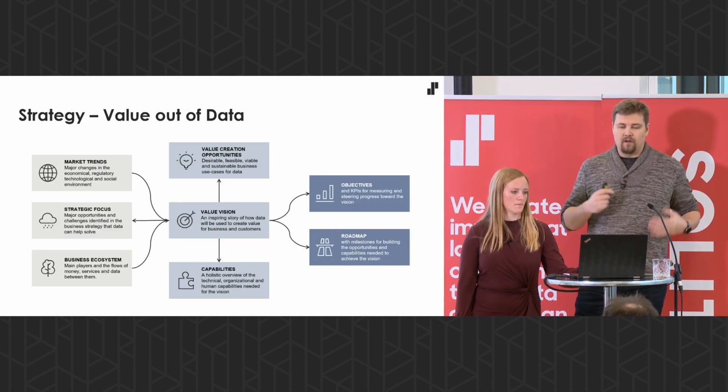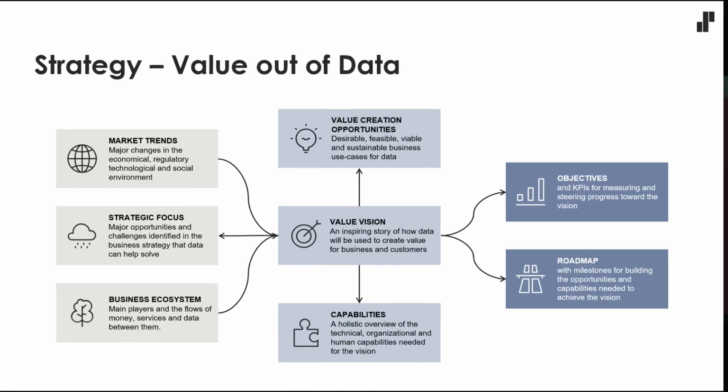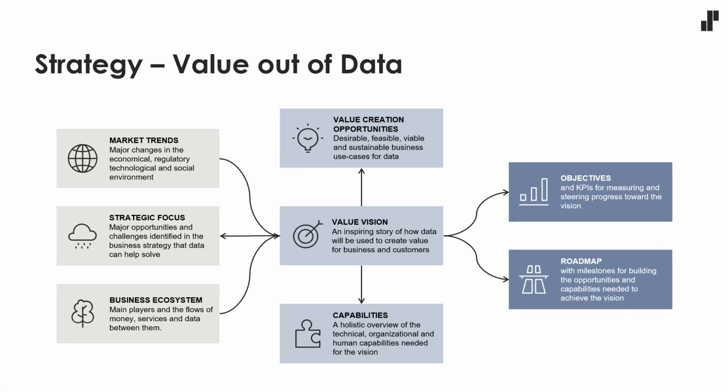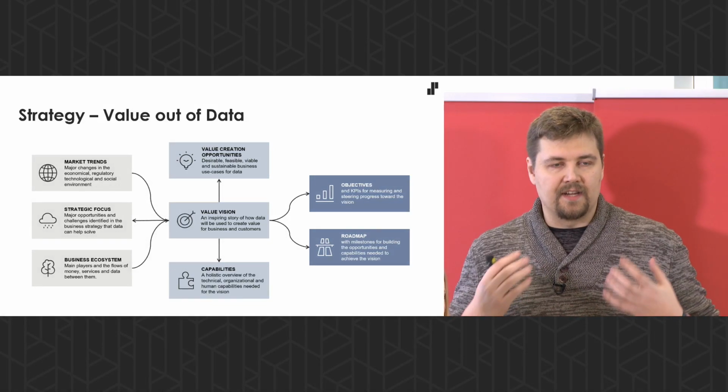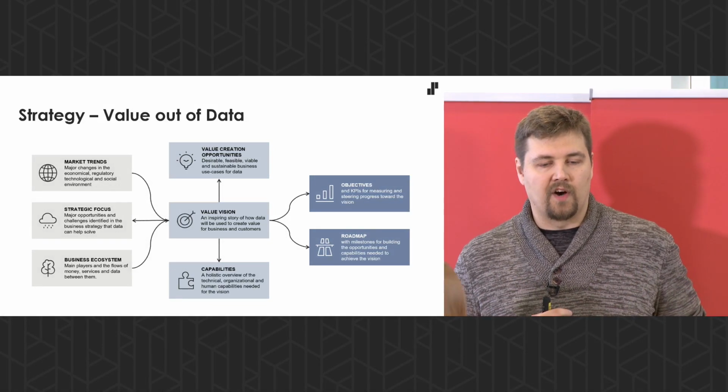And first of all, what we want to achieve is a value-driven approach on all the development. And what does that mean in practice? So we need to have some kind of vision, as in the middle in this picture. So how do we create value for the business with the data? And to understand that, we need to first understand what kind of market trends there are, what is the strategic focus, what the business ecosystem looks like. And after we understand that, we can build this kind of vision that, okay, what's the direction we want to go towards?